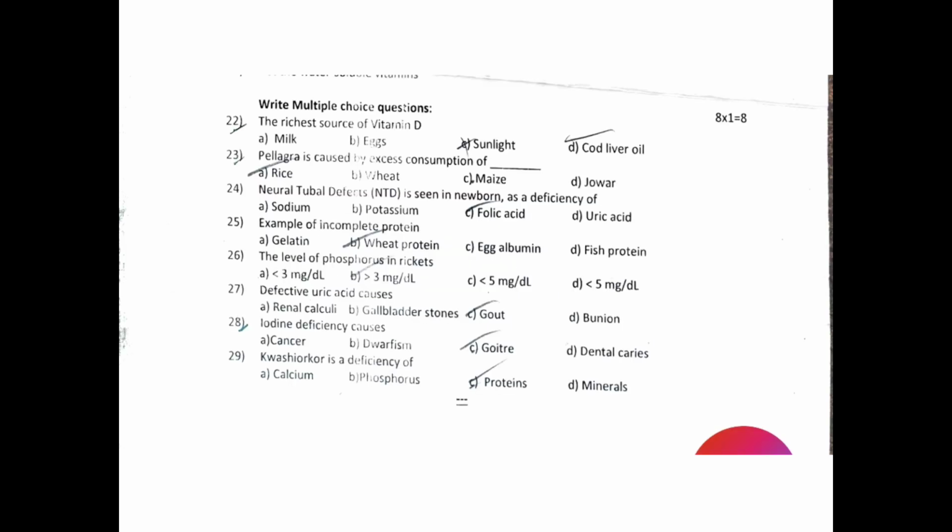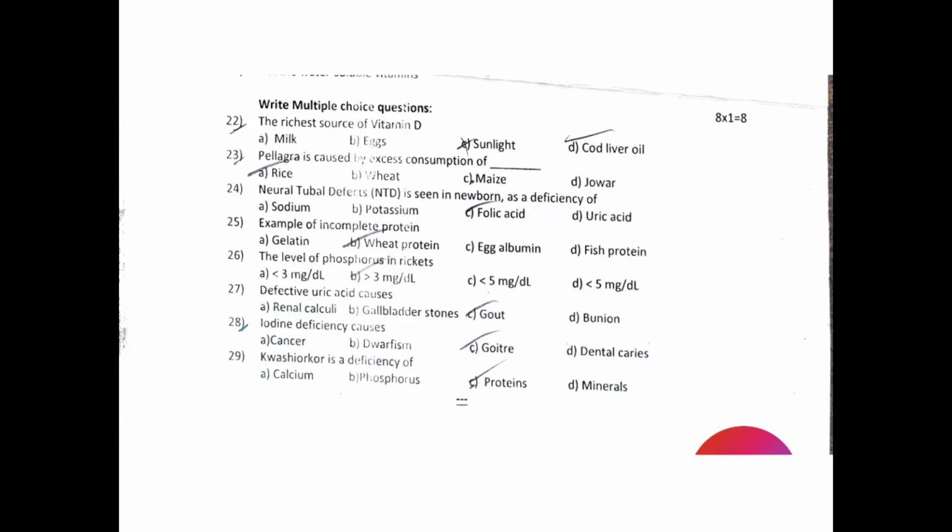Next, multiple choice questions. So the richest source of vitamin D, you may have a confusion whether it is sunlight or cod liver oil. They have given options. Milk also contains some amount of vitamin D, very little amount. Egg yolk contains vitamin D, but that is also very limited. The richest natural source is sunlight. You cannot eat sunlight. Since this paper is related to nutrition, you have to think in that aspect.